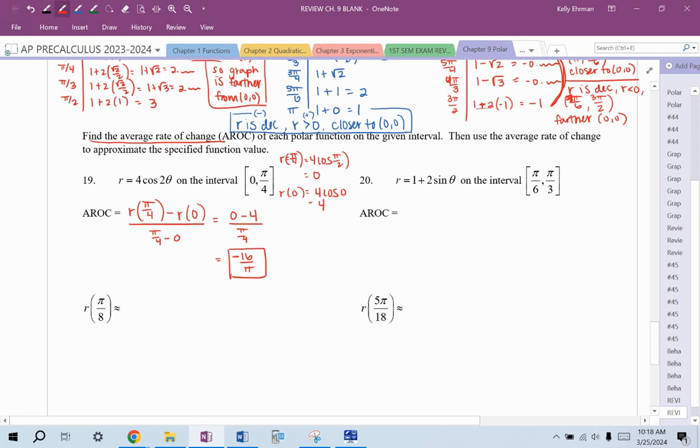How do we approximate? Remember, you start with the beginning value of the interval. That's your jumping off point. You're going to add to that the average rate of change, which is subtracting in this case, multiplied by the difference in the x values. So where you're plugging in minus where you started. R of 0 we just got was 4 minus 16 over pi times, this is just pi over 8. If this were not 0, you would do the subtraction here. Pi's cancel. 16 over 8 is 2. So 4 minus 2 is 2.